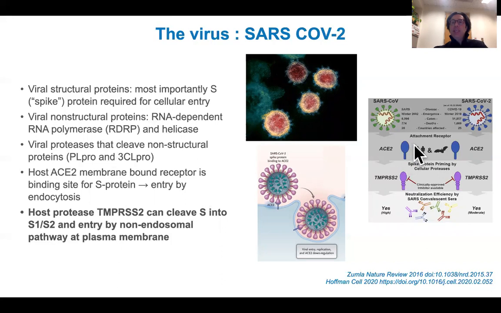Here you can see a comparison between the initial SARS-CoV virus and SARS-CoV-2. Again, you should ignore the case numbers for SARS-CoV-2 because this illustration was prepared much earlier, but the common features between the initial SARS-CoV and SARS-CoV-2 include binding at the ACE2 receptor in humans, including requirement of this priming by the transmembrane protease, and including a moderate or high degree of neutralization by SARS convalescent serum.